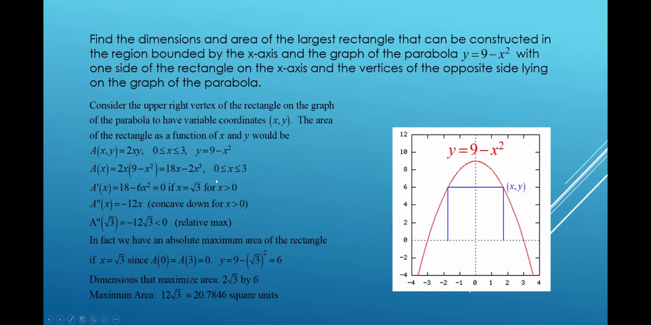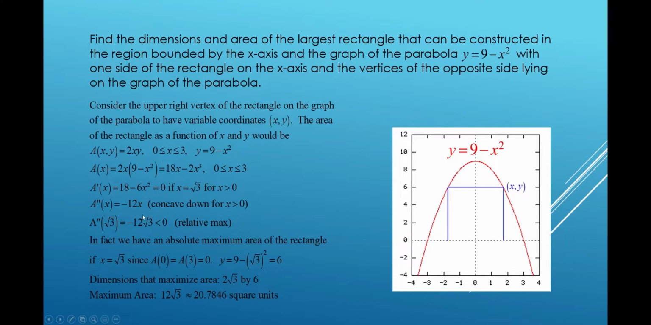Other possibilities are 0 and 3, but if you think about it, at x equals 0 or x equals 3, one factor in the area function will be 0, and so the area will be 0. So your maximum value for the area must occur at the x value of square root of 3. That's the only critical value, the value where the derivative is 0, in the interval from 0 to 3.